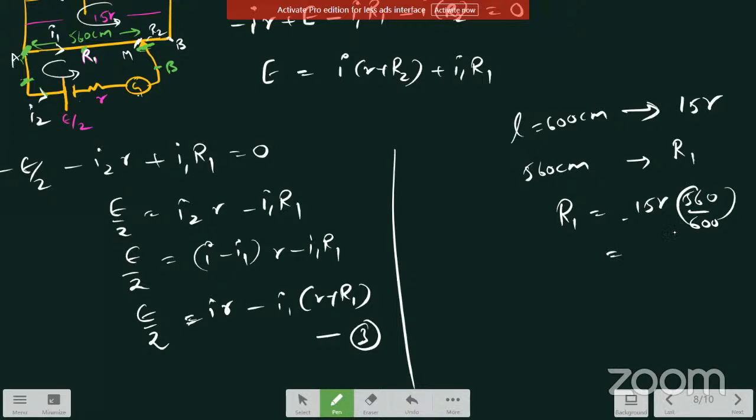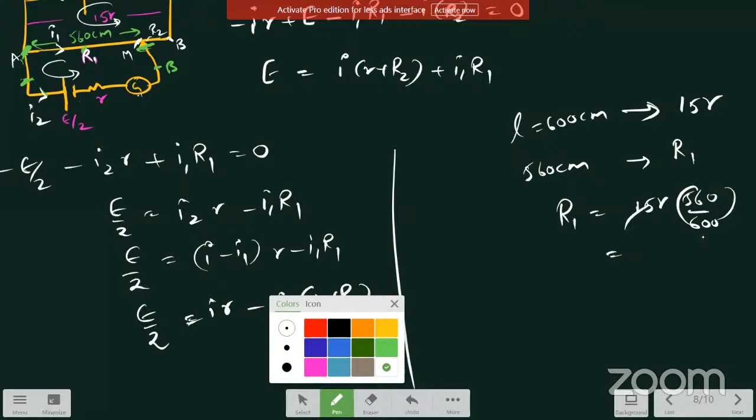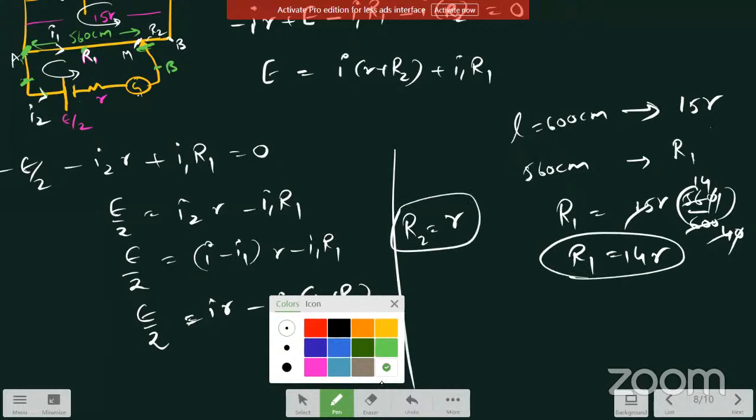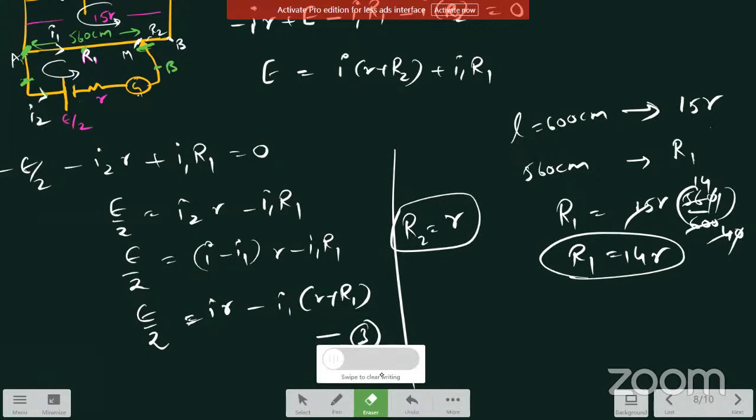So here 15 into 40 times and 4, and this is 40 plus 1, 14 times. So this is 14R. Very simple. And R2 value, if this is 14R, obviously R2 will be 1R because total is 15R. So I have got R2 and R1 also. Now it is very simple. So now see, put the values here once.